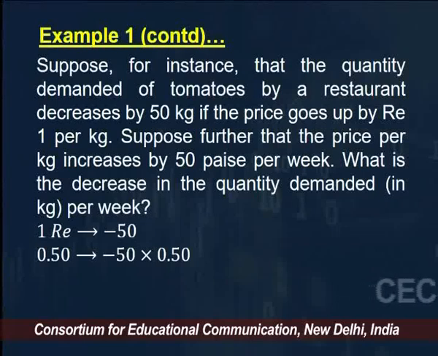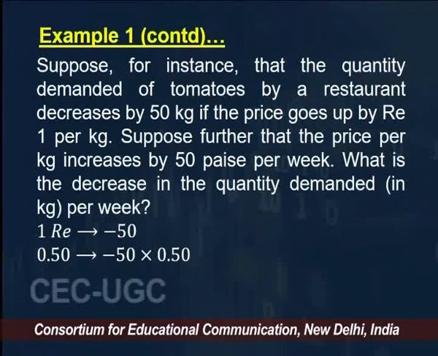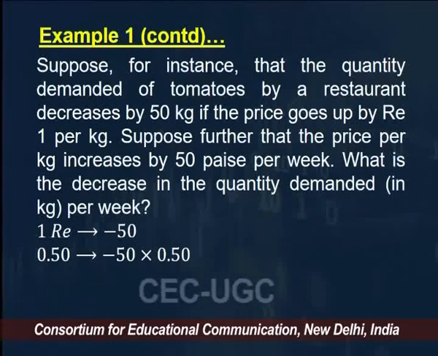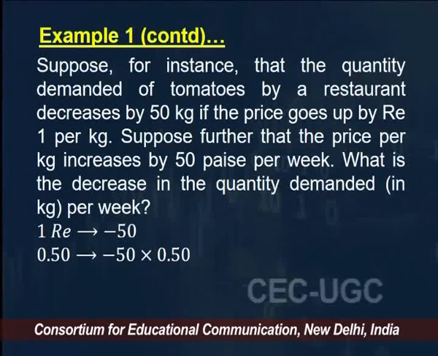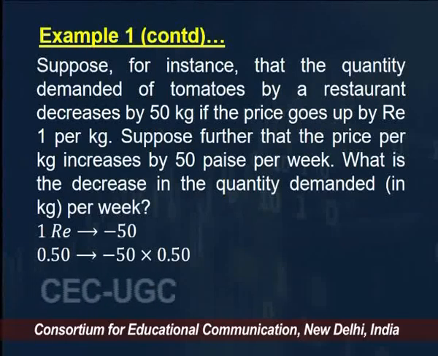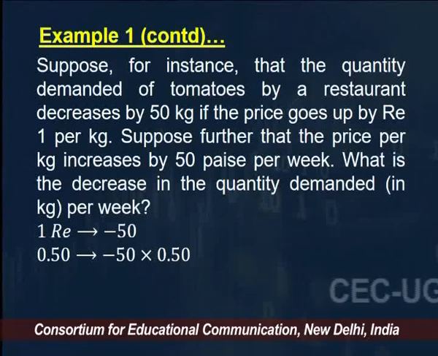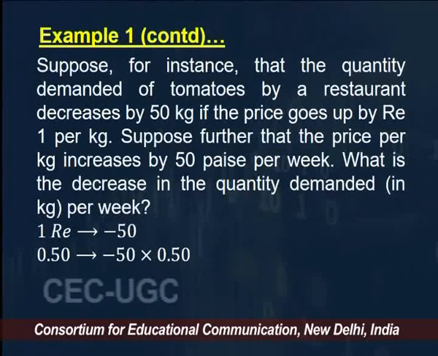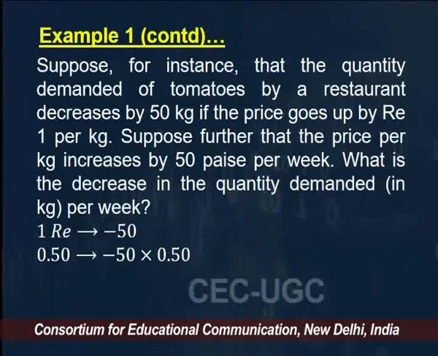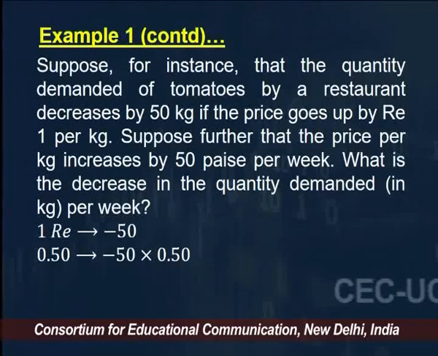Now let us give it more structure. Let us suppose, for instance, let us look, for example, at the quantity demanded of tomatoes. And let us suppose that the quantity demanded of tomatoes by a restaurant decreases by 50 kilos if the price goes up by 1 rupee per kilo. And suppose further that the price per kilo increases by 50 paise per week. The question here is, what is the decrease in the quantity demanded in kilos per week?